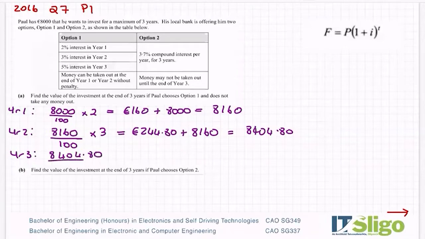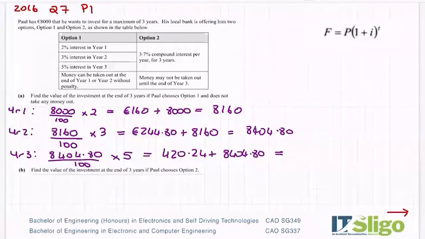So I start year 3 then with €8,404.80. I divide it by 100 and multiply by 5, and the interest I'm earning this time round is €420.24. I add it on to what I started the year with, 8,404.80, and I get 8,825.04.